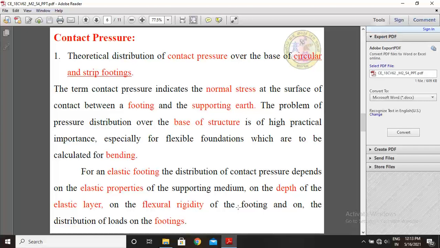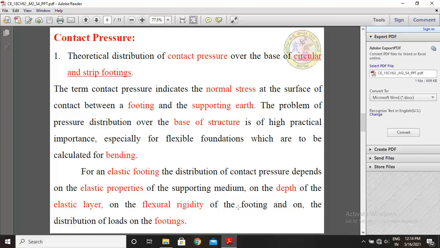Next topic is contact pressure distribution. Theoretical distribution of contact pressure over the base of circular and strip footings. How contact pressures are developed with respect to applied loads.